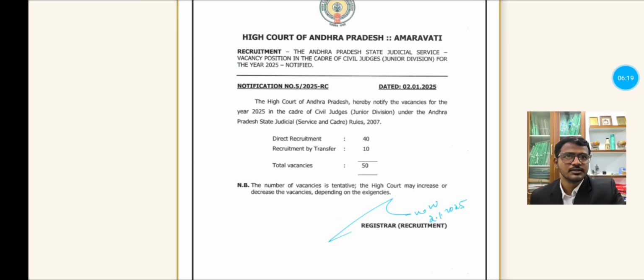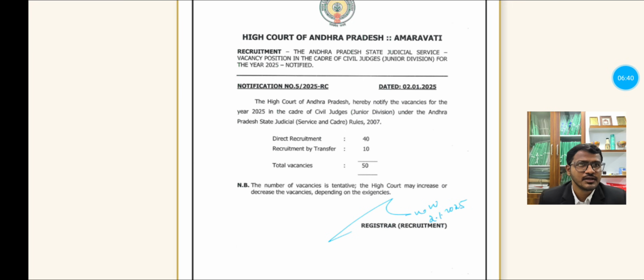How many vacancies were there? In the High Court of Andhra Pradesh, the notification for recruitment to the Andhra Pradesh Judicial Service, vacancy position in the cadre of Civil Judges Junior Division for the year 2025, notification dated 2nd January 2025.